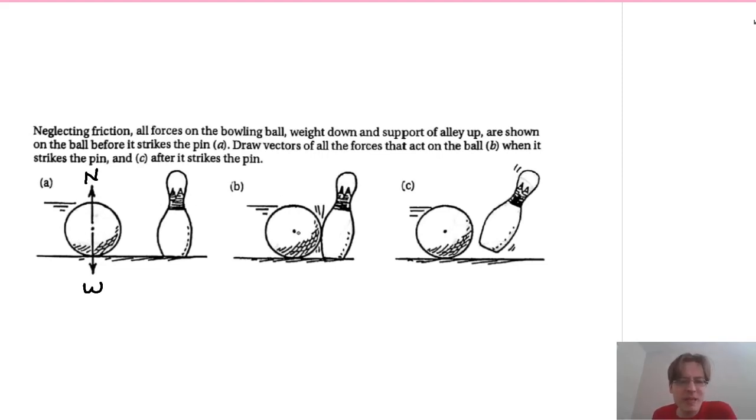So now in picture B, it's actually striking the pin, and I want to draw the forces again. Pause it for a second. Think about now what changed. Are there more forces on the ball now? And what are they?